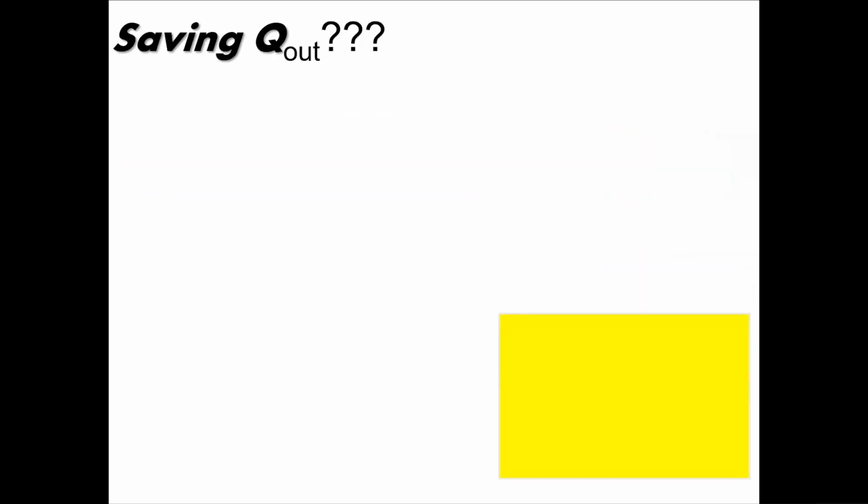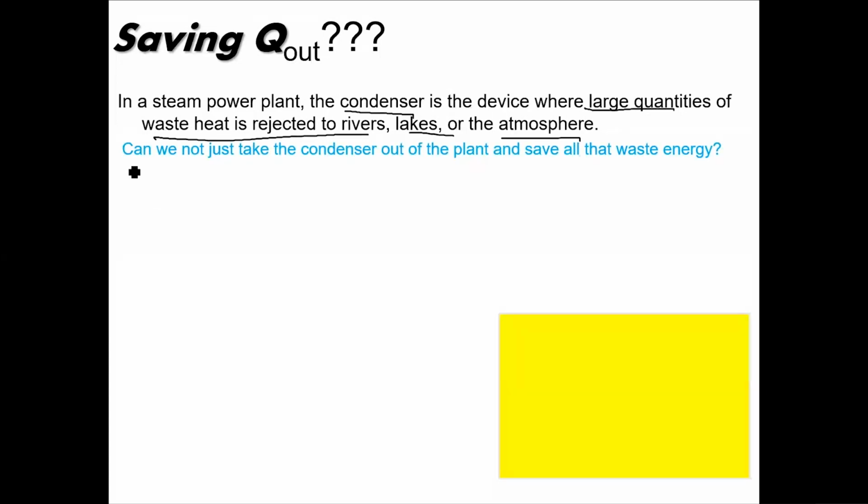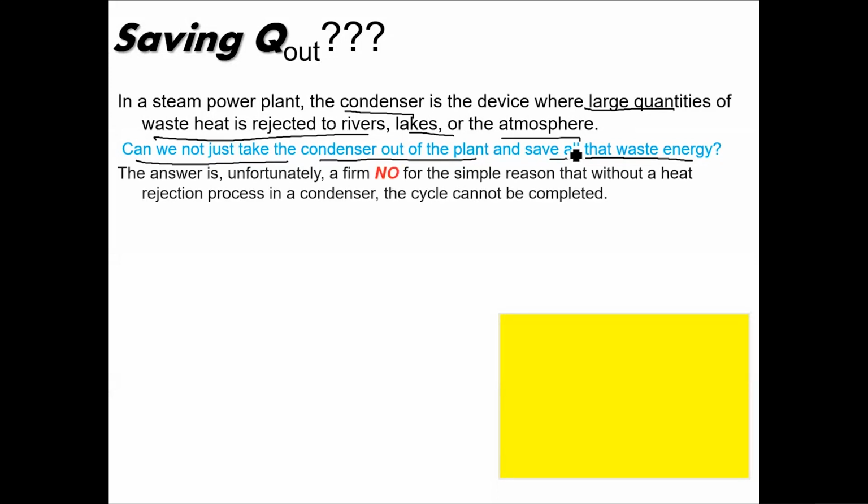The question comes, can we save Q out? Is there a possibility of saving Q out? In a steam power plant, the condenser is the device where large quantities of waste heat are rejected to the rivers, lakes, or atmosphere. So is it possible to complete the cycle without it? Can we not just take the condenser out of that plant and save all the waste energy? The answer is essentially no. The simple reason is that without a heat rejection process in a condenser, the cycle cannot be completed. And if the cycle cannot be completed, the heat engine cannot operate because it operates on a cycle.